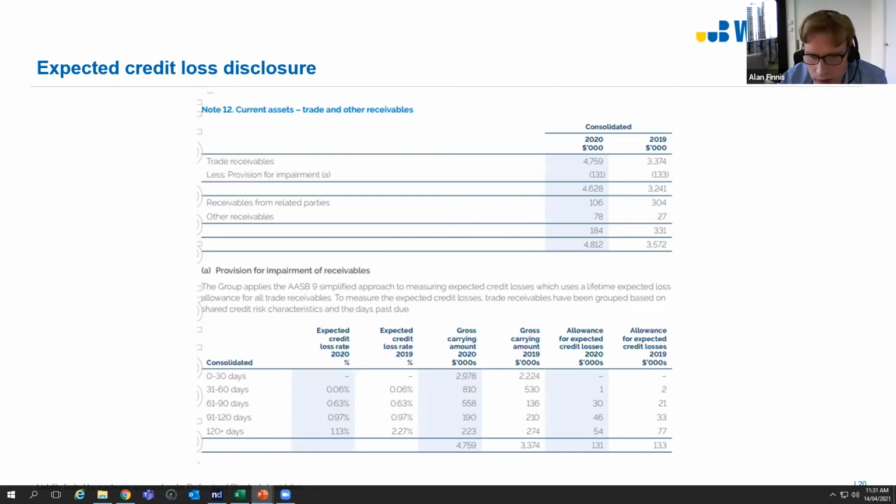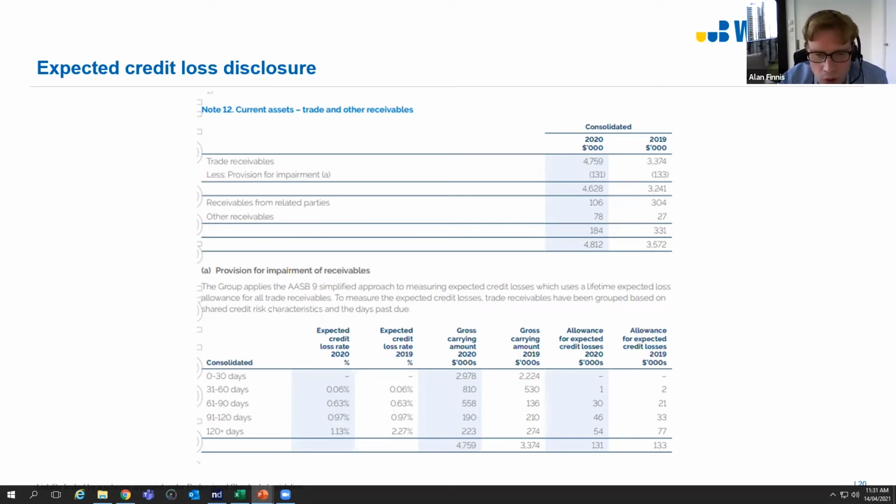So effectively what they've said is, if we've got debtors over 120 days, our expected credit loss is 1.13% based on our model at 2020. As you can see, they don't have any losses from 0 to 30, and 0.06 for 31 to 60. So that's really the table that you need to include if this is a material issue for you.